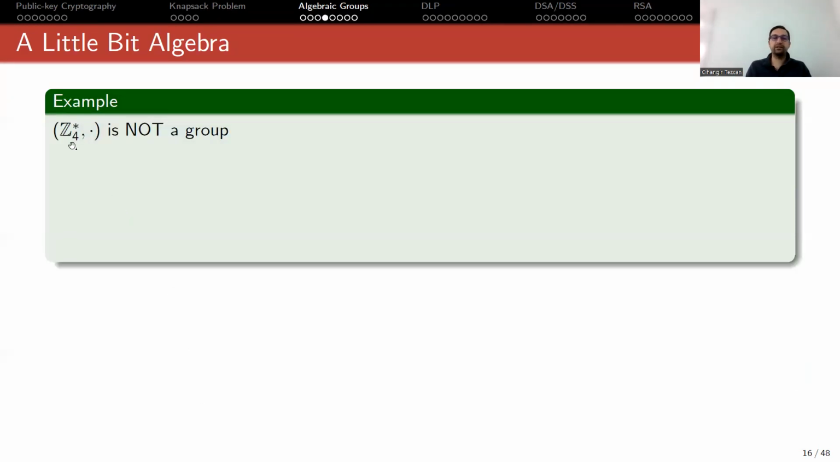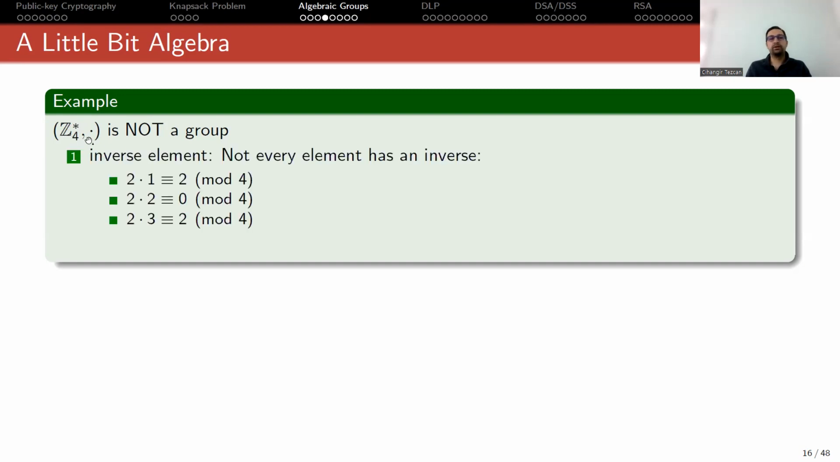Again, Z4 star, this is a finite set, but it's not a group. By Z4 star, we are talking about elements 1, 2, 3. And here the problem is that not every element has an inverse. For instance, 2 doesn't have an inverse because I'm multiplying 2 with every element in this set. For instance, 2 times 1 is 2, 2 times 2 is 0, and 2 times 3 is 2. So none of them gave me the identity element, which is 1 in the multiplication, right? So Z4 star is not a group.